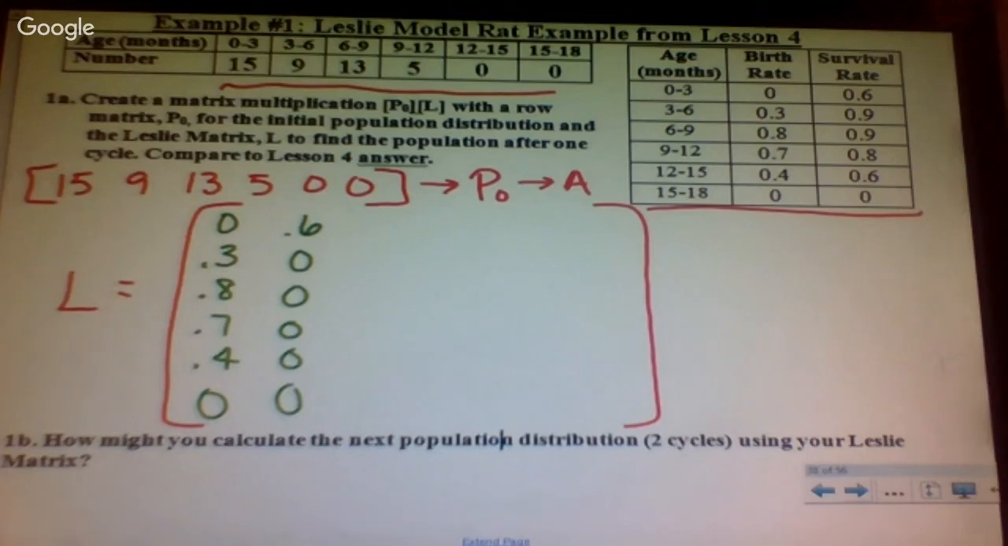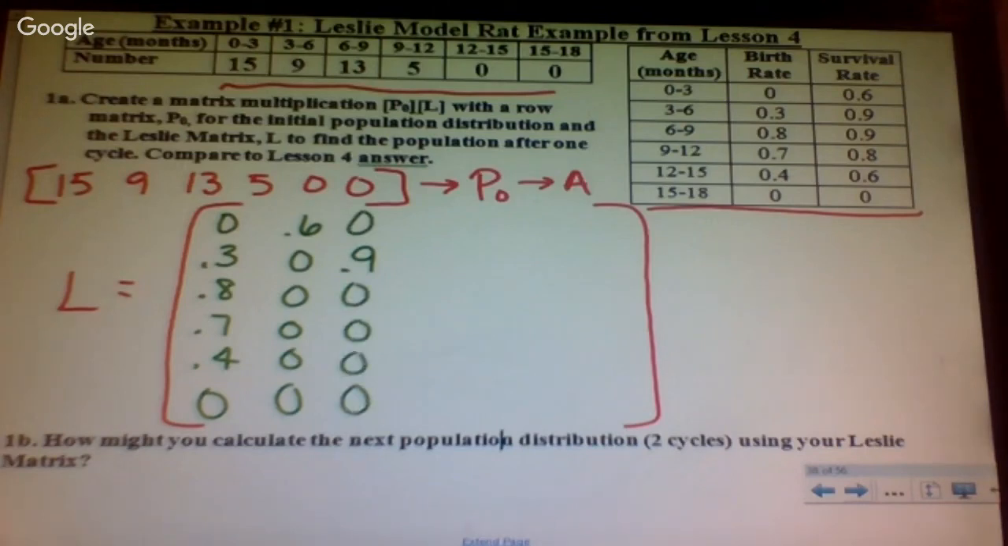So this should be your 0 to 3 survival rate. The next column should contain your 3 to 6. Make sure it's one step down though. You don't want it up here with your 0 to 3. You want it down here with your 3 to 6. Fill it in with zeros.